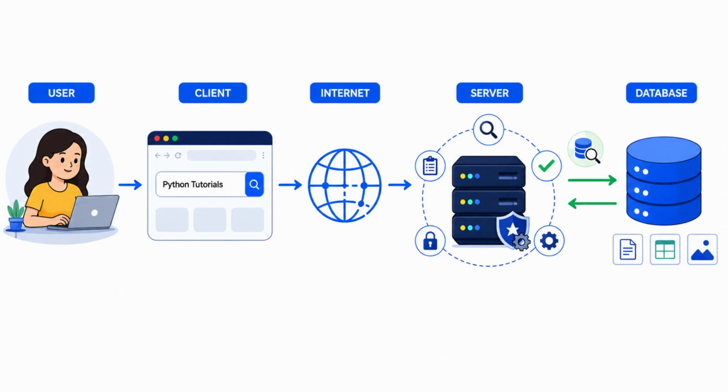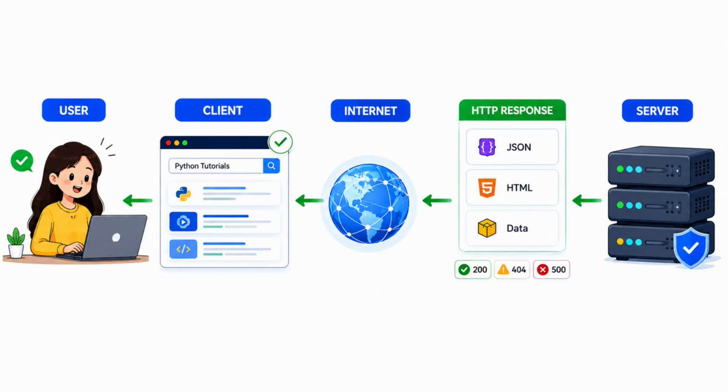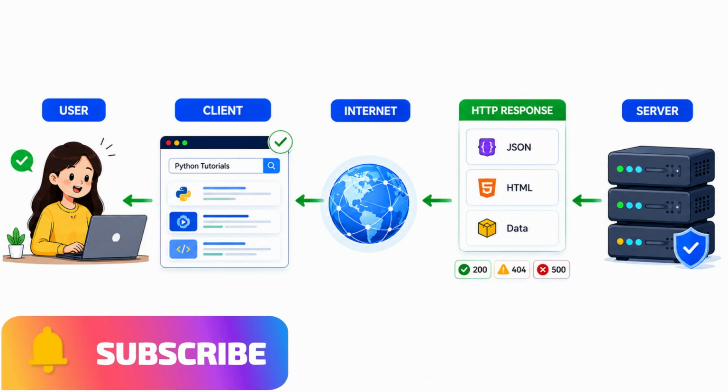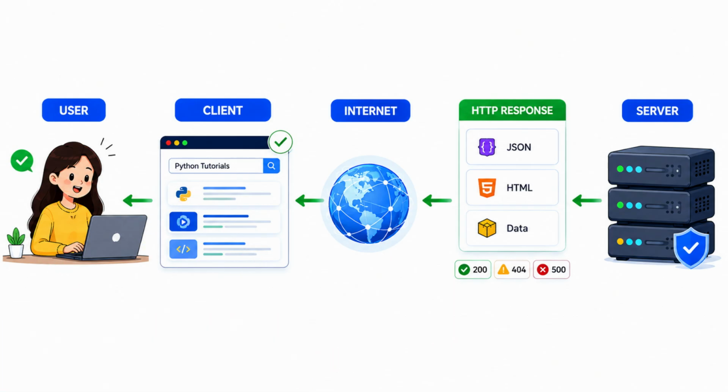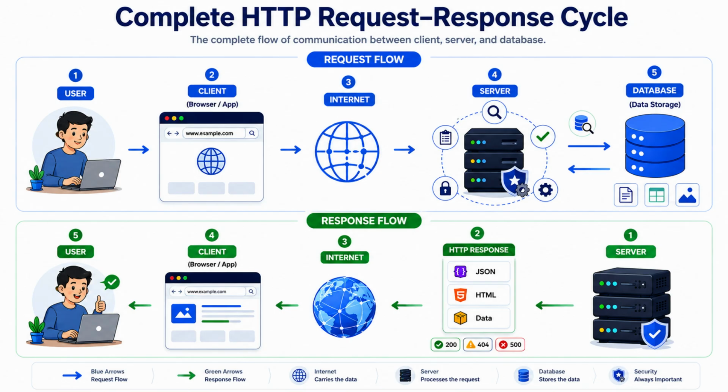Now let's quickly review what happened. Okay, the user performs an action here, and the client creates an HTTP request. Then the request travels through the internet to the server, and the server processes that request. Then if required, the server retrieves information from the database. Then the database sends the data back to the server. The server prepares the response. Then the response is sent back to the client. Finally, the client displays the result to the user. So the complete flow will be like this.